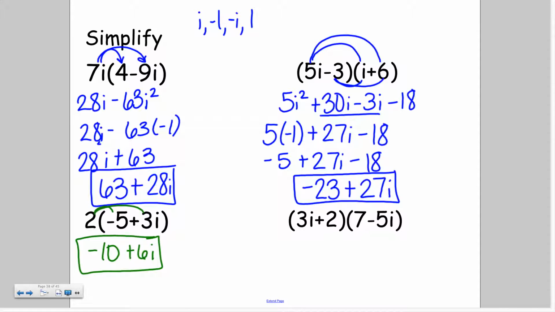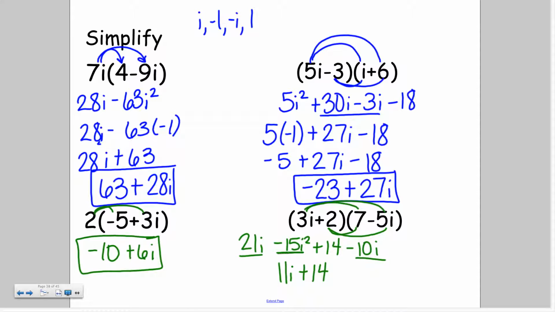All right, this one, 3 and 7 are 21i. 3 and negative 5 is a negative 15i squared. 2 and 7 is a 14. And 2 and negative 5 is a negative 10i. Now, I want to combine like terms, which is 21i and negative 10i. And that is going to end up being 11i plus 14.